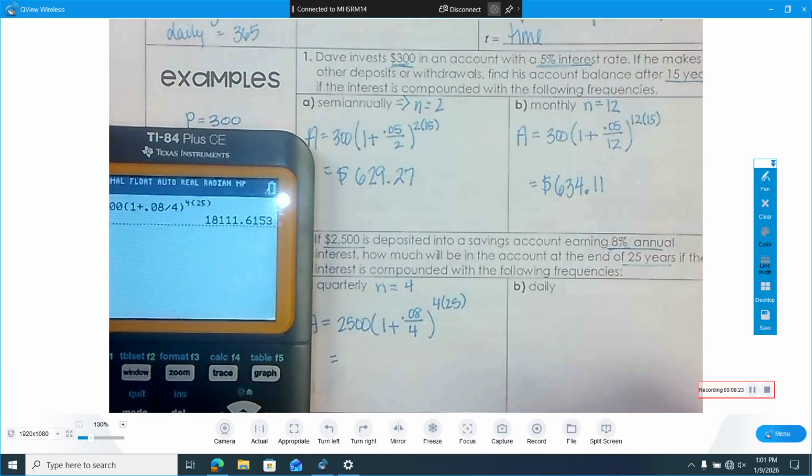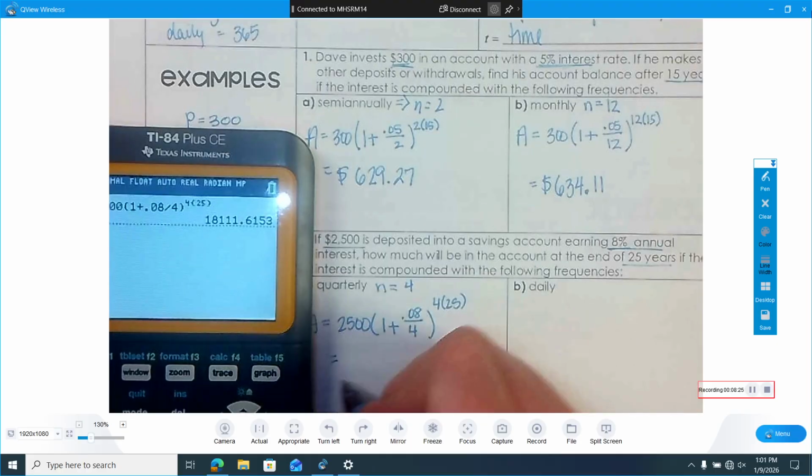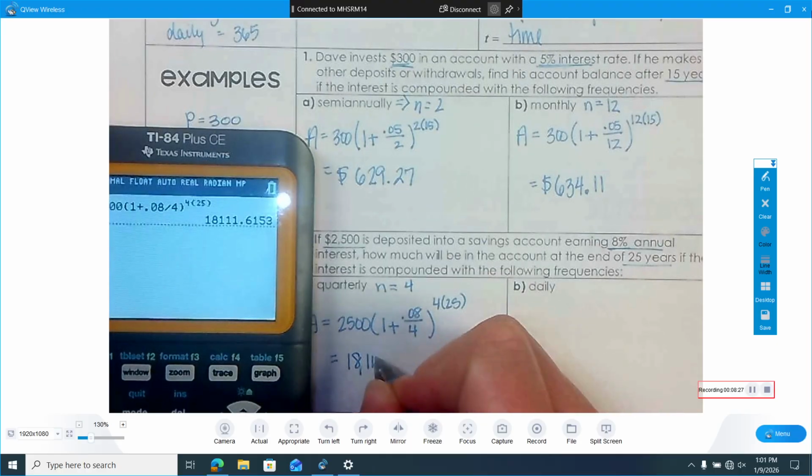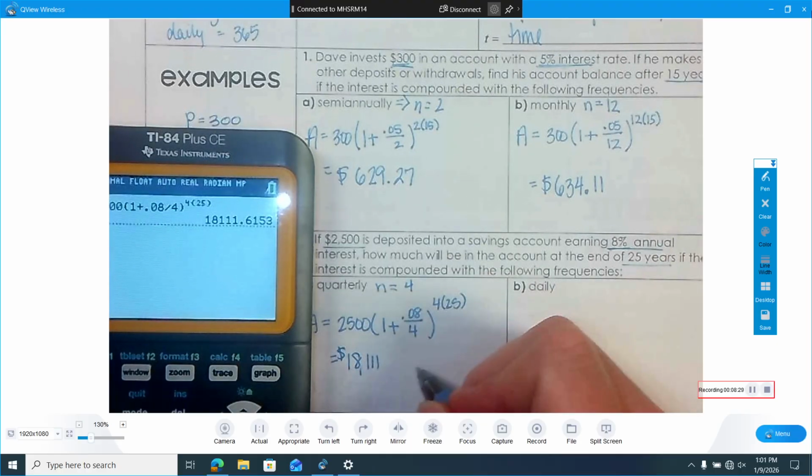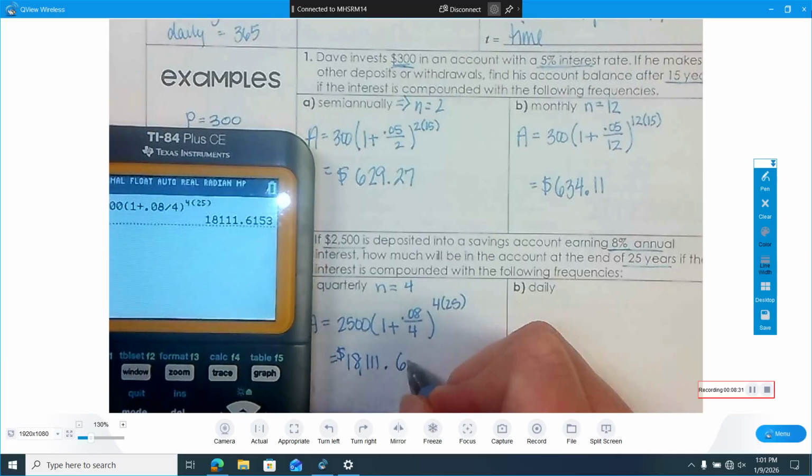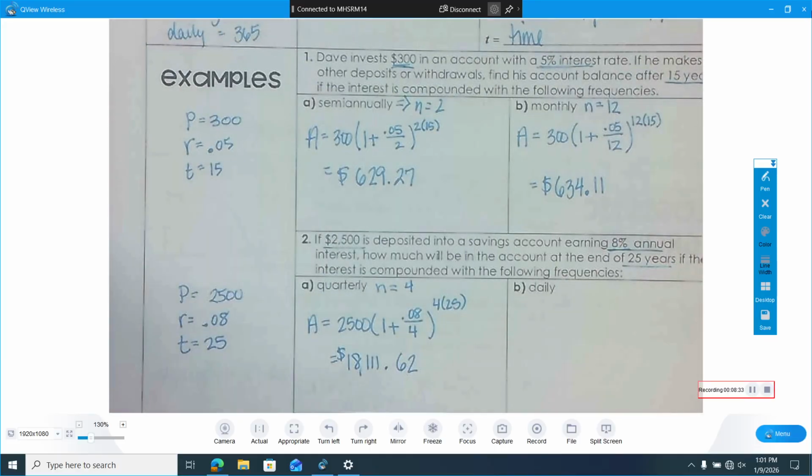Ooh. How much money? $18,111.62. Great. That's pretty good. I mean, when you think about it, you put in $2,500, and 25 years later, you haven't added or done anything with it. It's just sitting in an account, and it's now at $18,000. That's not bad. That's free money, right? Okay. It's pretty good.